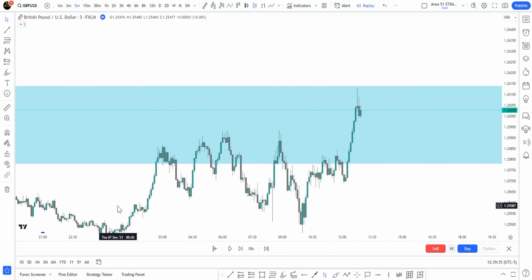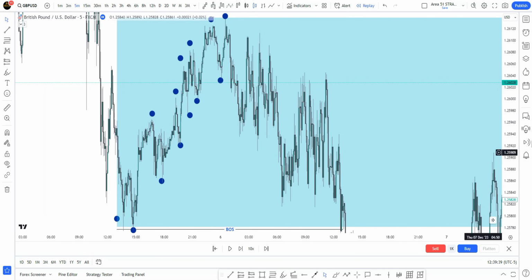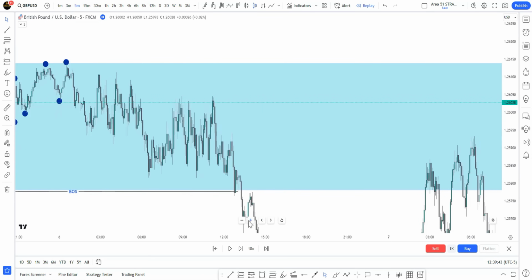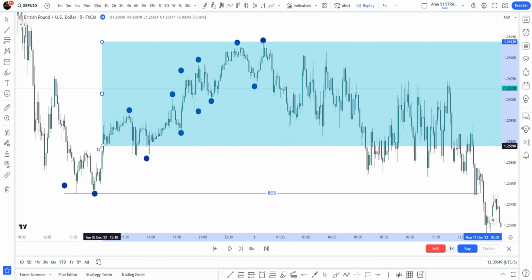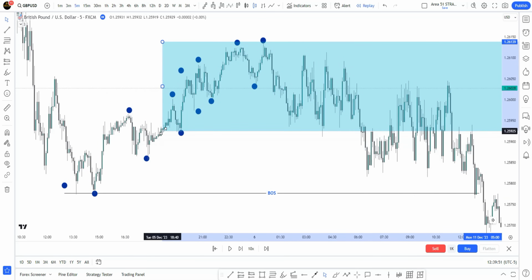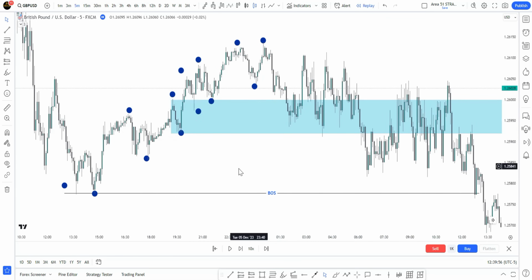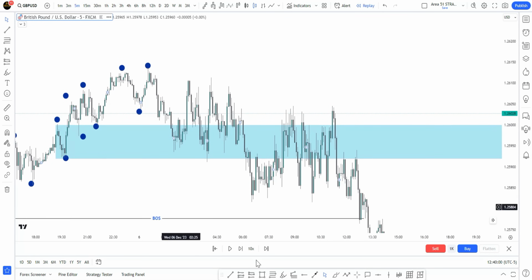Okay, now we're going to go all the way down to an even lower time frame. Okay, we can see that on the 5-minute time frame, this order flow becomes smaller and smaller. We have this order flow here, which is already mitigated by this move here.